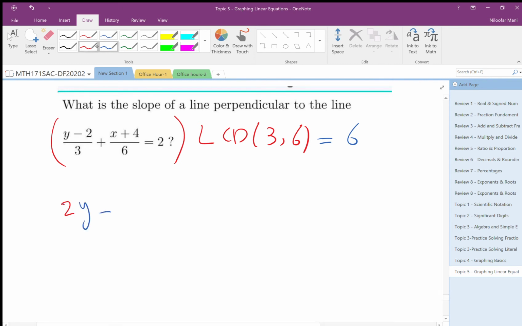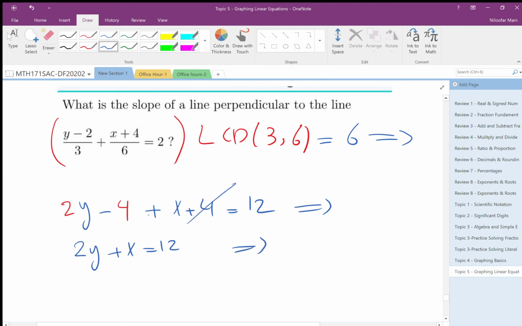So I use this: 2y minus 4 plus x plus 4 equals 12. Sometimes a student multiplies both sides by 6, but they forget they have to multiply the 2 by 6 as well, which is on the right side. You have to multiply both sides. So that's here, and then you have 2y plus x equals 12.